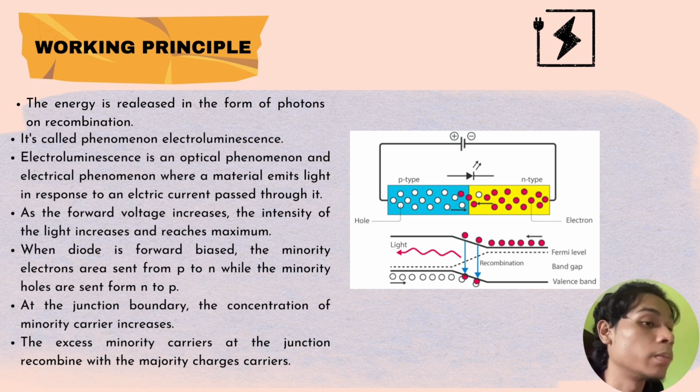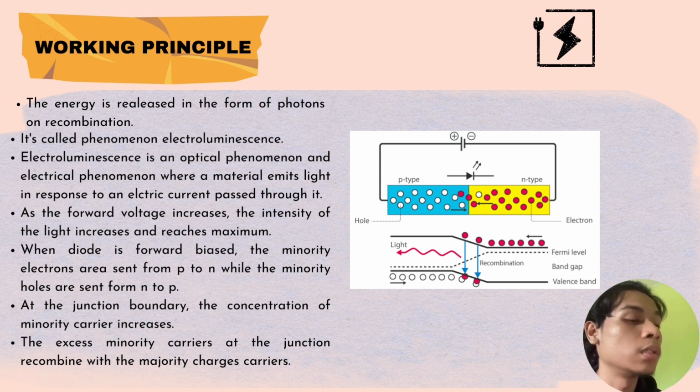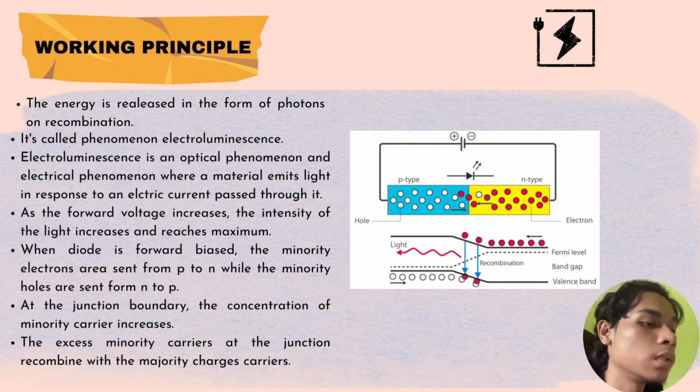When the diode is forward biased, the minority electrons are sent from P to N while the minority holes are sent from N to P. At the junction boundary, the concentration of minority carriers increases. The excess minority carriers at the junction will combine with majority charge carriers.